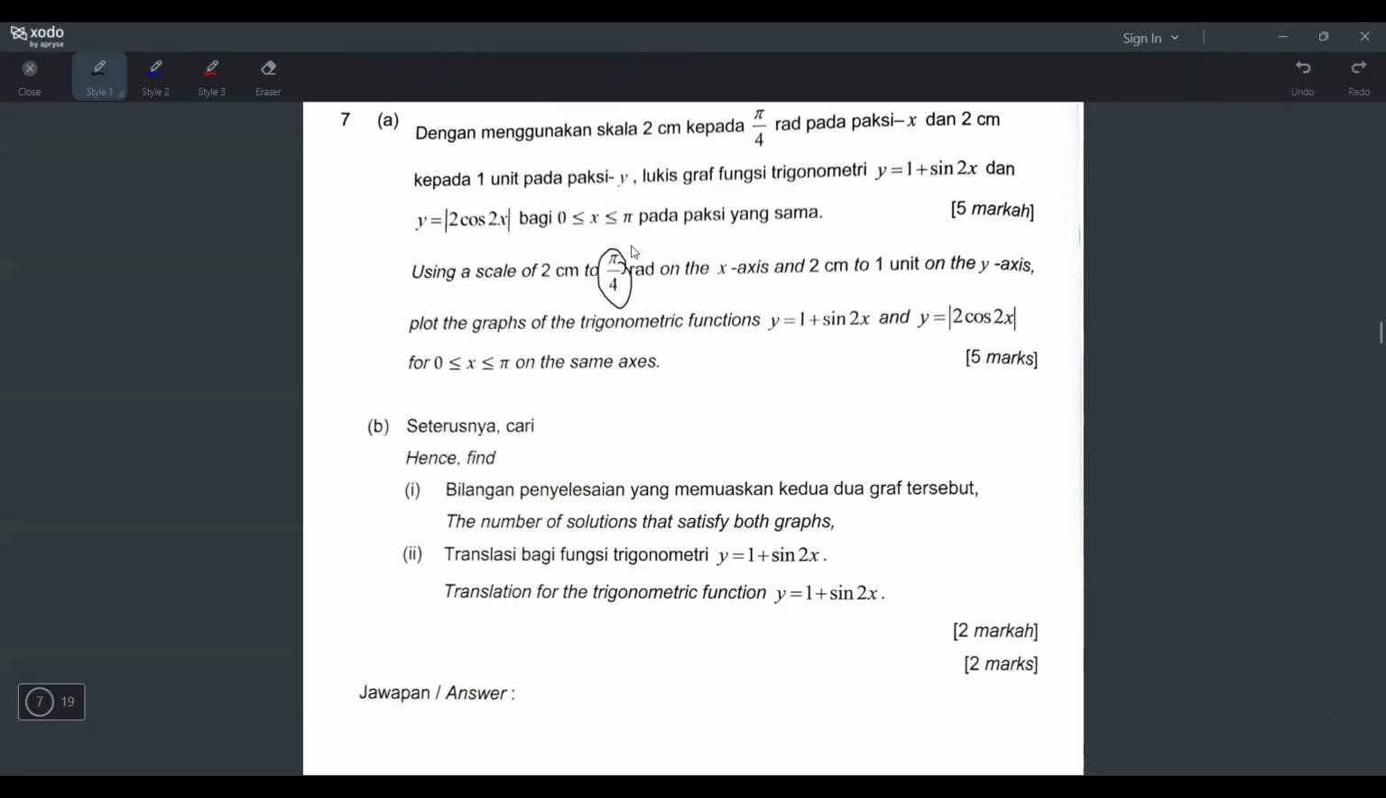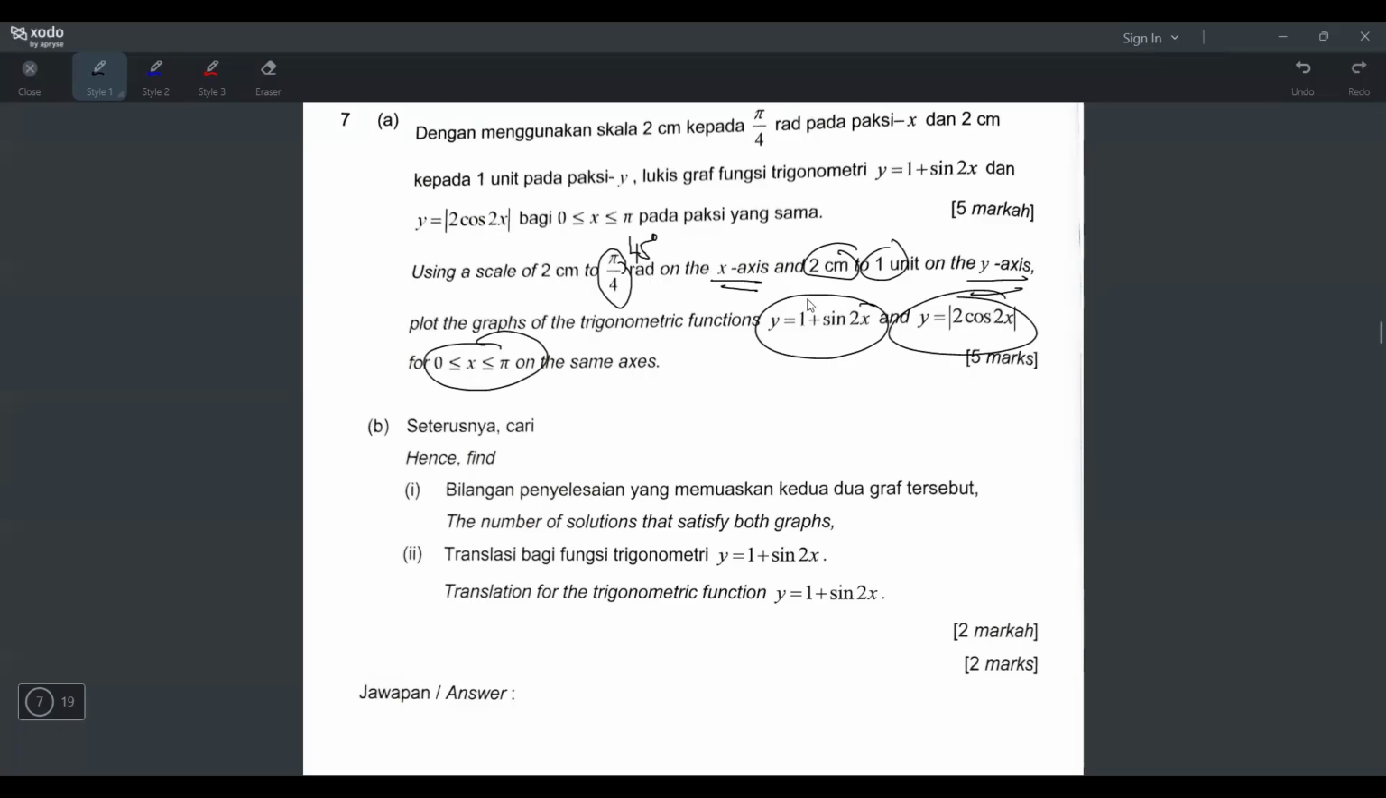Oh, by the way, pi over 4 is how many degrees? So you will take pi over 4 times 180 over pi. This is how you convert to degrees and then cancel. And then this one is 90 divided 2, which is 45. That means they want you to use 2 cm to 45 degrees on the x-axis and 2 cm to 1 unit on the y-axis. Okay. Plot the graph of trigonometric function, this one and this one for 0 until pi on the same axis.